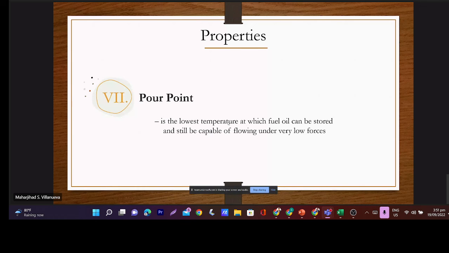Pour point. It is the lowest temperature at which fuel oil can be stored and still be capable of flowing under very low forces. So, kapag mas bumaba pa yung temperature less than the pour point of a petroleum product, it cannot be stored or transferred through a pipeline. The pour point of crude oils relates to their paraffin or alkane content. The higher the paraffin content, the higher the pour point.